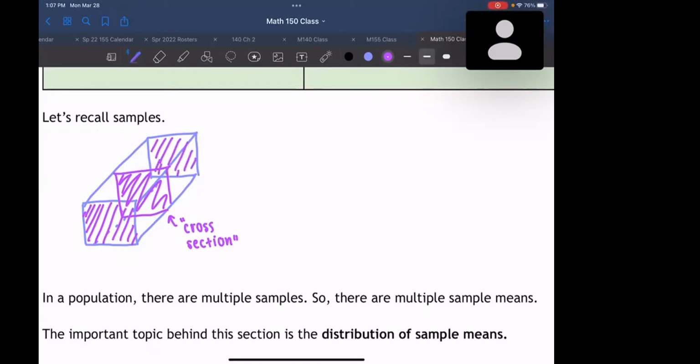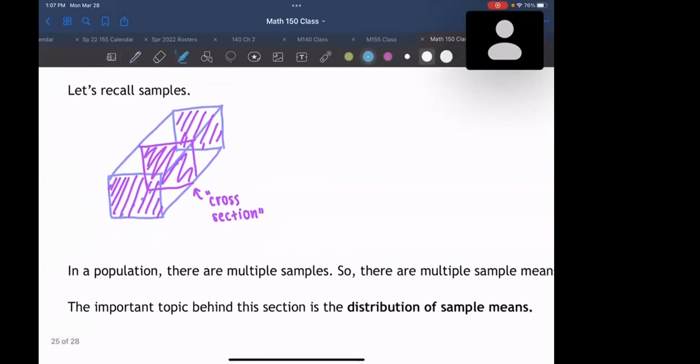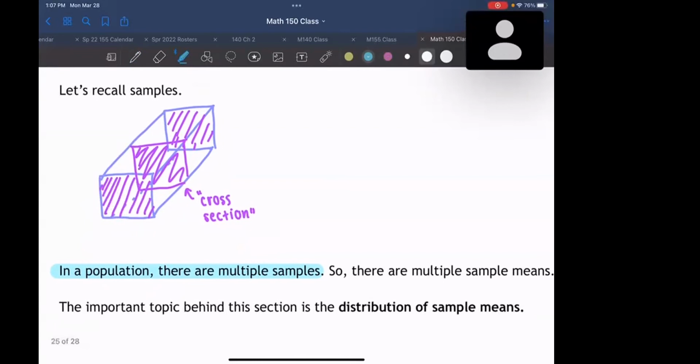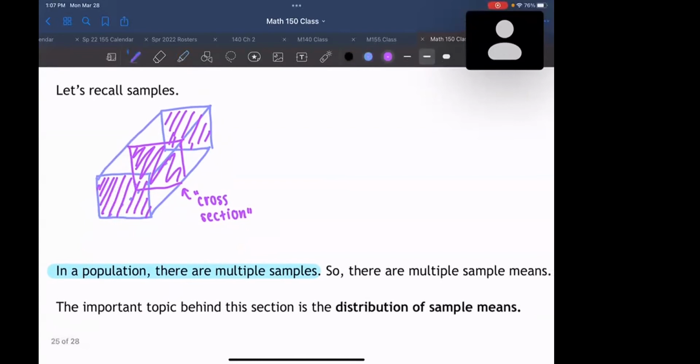Okay. So it didn't really matter where I took my sample from, because there are many different samples within a population. Okay, so in a population, there are going to be multiple different samples that you can take. To drive my point a little bit further, let's just pretend, let's do an example here.